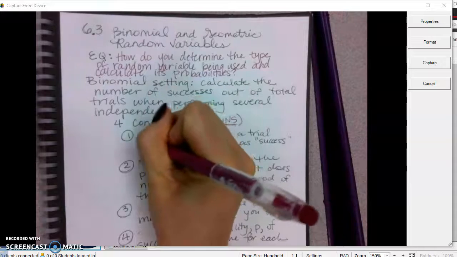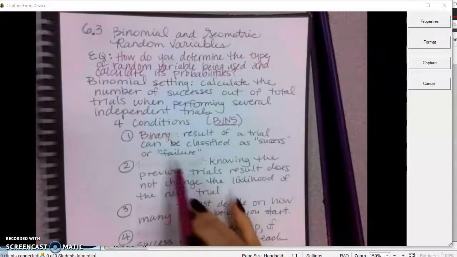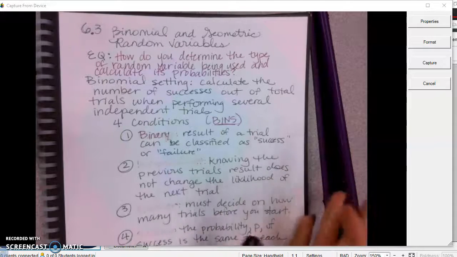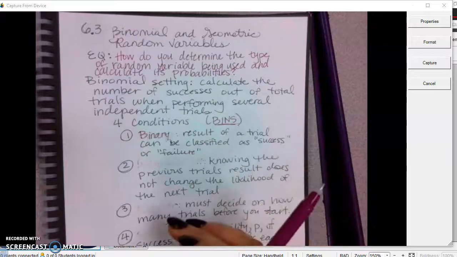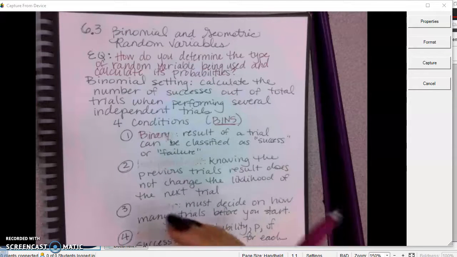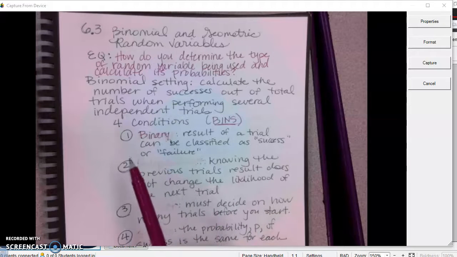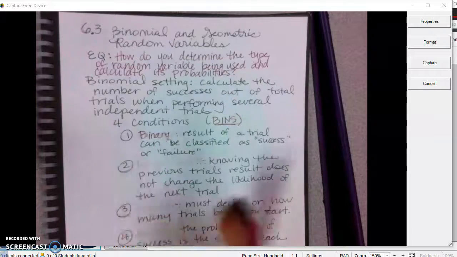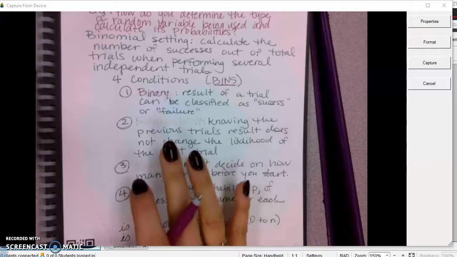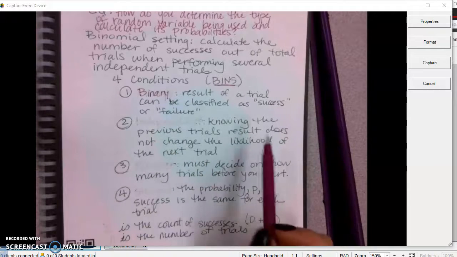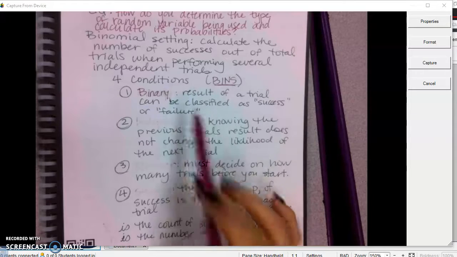So you have, if it is binary, so the result of a trial can be classified as a success or a failure. So if it was flipping a coin, heads would be success, tails would be failure. That is binary. There are two outcomes. Or if it's making a free throw shot, they either make it or they don't. Or if something has the probability of occurring or not occurring. There are two different outcomes, okay? And you can classify one as a success and one as a failure. And they don't have to be 50-50, but there is a clear definition of success or failure.